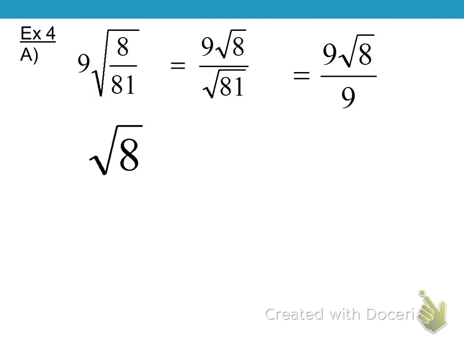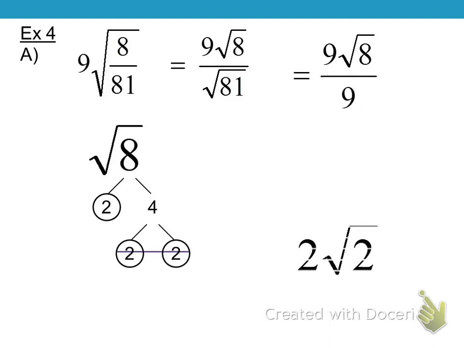This 9 out front is a whole number. So if you want, you could think of it as 9 over 1. So then the 9 has to go up top. Now, you might feel like you're done. But surprise, we can do a factor tree. Simplify. 2 goes out, 2 stays in.